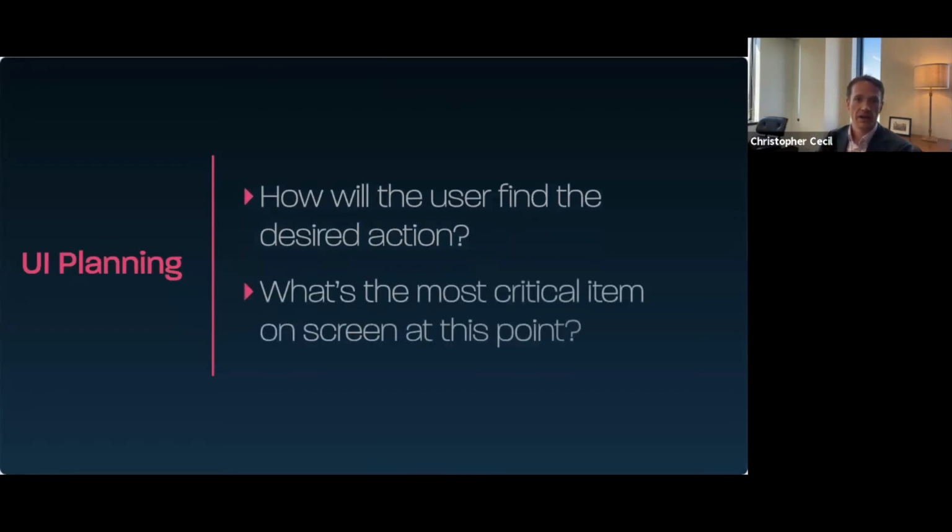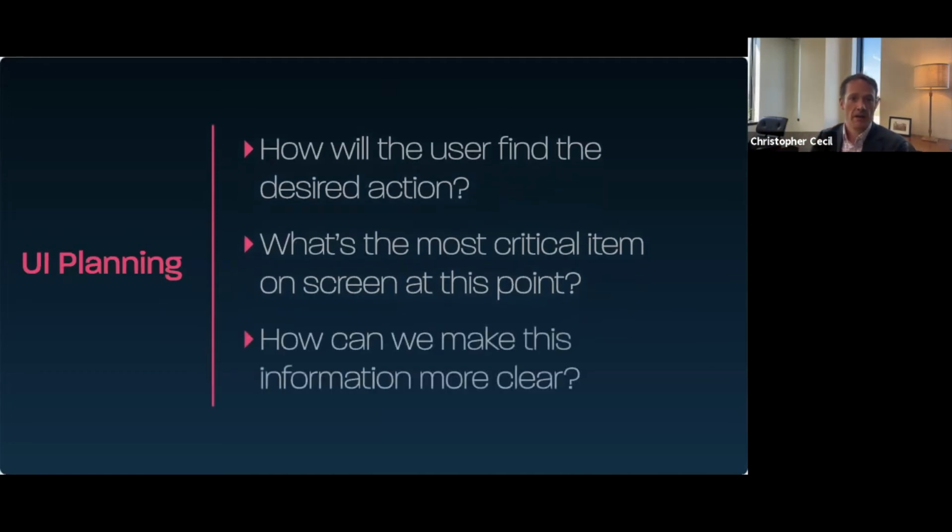Another question that's critical at this stage is, what is the most critical item on screen at this point? One of the challenges we see a lot when people are planning things internally is that they want all the things on the screen because they're worried that somebody might not know where to find it. And that's tricky because sometimes things do have to be hidden. So what helps is at this stage on the screen, what is the most critical thing to look at on the screen right now? And once you determine what that is, then you can start to figure out how to make everything else sort of disappear or fade away.